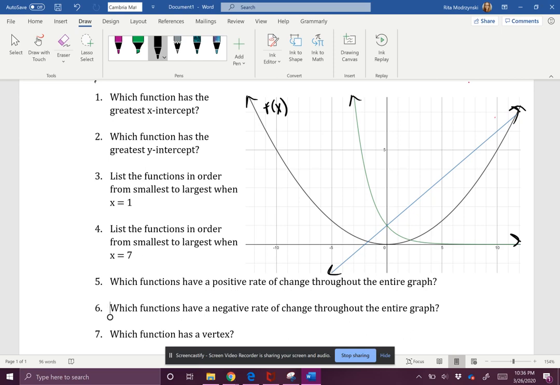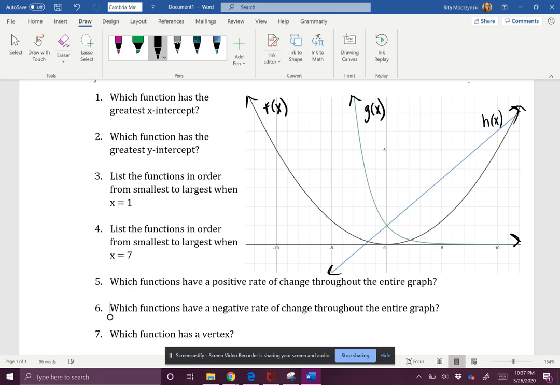Our green function is an exponential curve, which we're going to call g of x. We know it's an exponential curve because it's a j-shaped curve and it is decreasing exponentially, appearing to go to an asymptote. Our straight line, our blue line, that is a linear function. We can tell again because it's a straight line. We're going to call that function h of x.